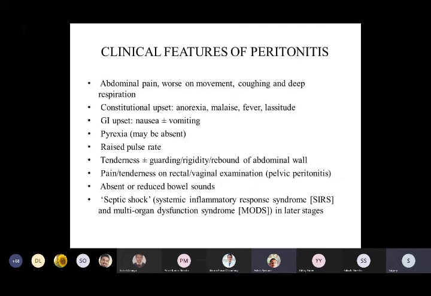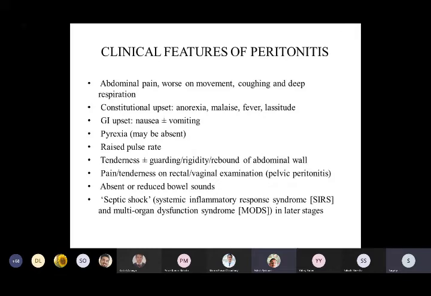I think you already studied in practical classes about guarding, rigidity, rebound tenderness, and pain. If it is pelvic peritonitis, we can also appreciate pain and tenderness on per rectal examination and per vaginal examination. There is absent or reduced bowel sound due to the inflammation and ileus of the bowel, and septic shock, that is systemic inflammatory response syndrome, also called SIRS.